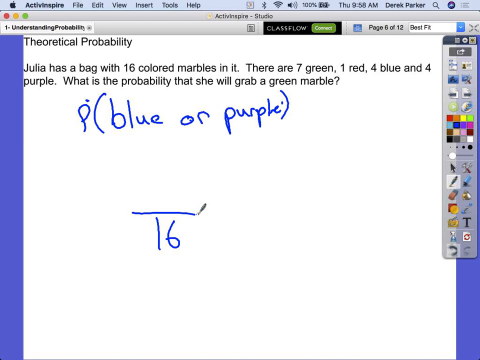There are 4 blue and 4 purple. That or means add the 2 together, 8/16, which is equivalent to 1/2. So the probability of pulling out a blue or purple would be 1/2.